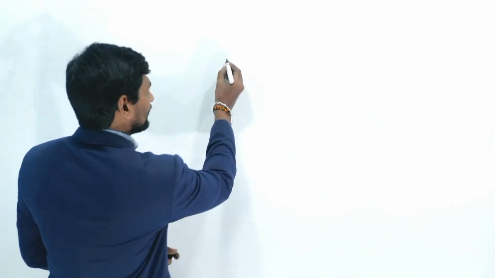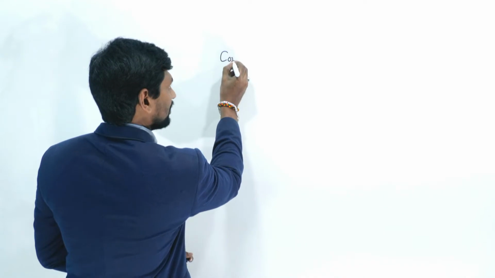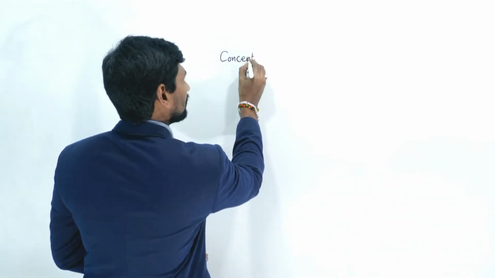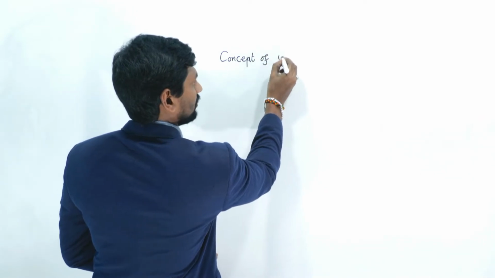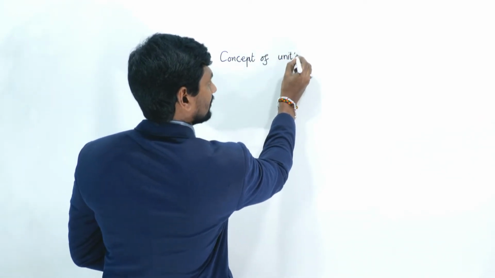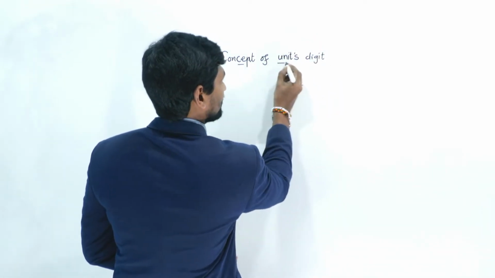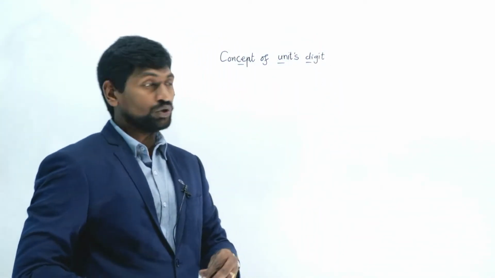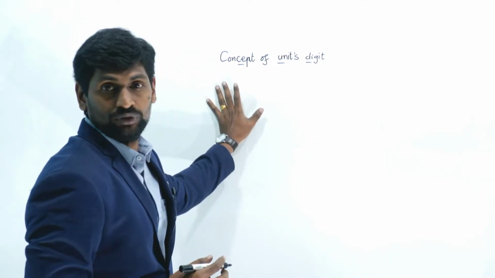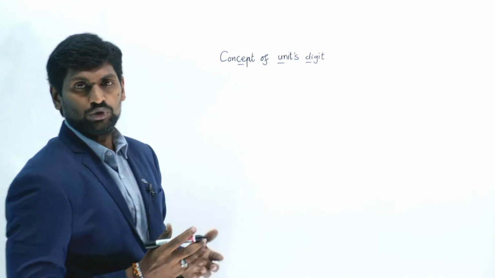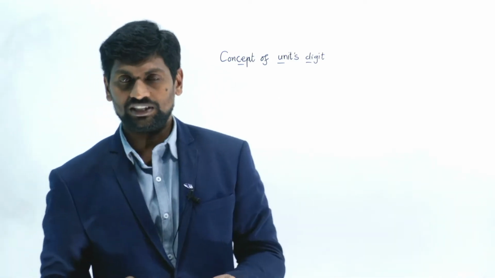So, the concept of units place digit. In our previous class, we discussed only the concept of the units digit of numbers in the form of powers of 2, like 2 power 4000, 2 power 5000, like that, right?